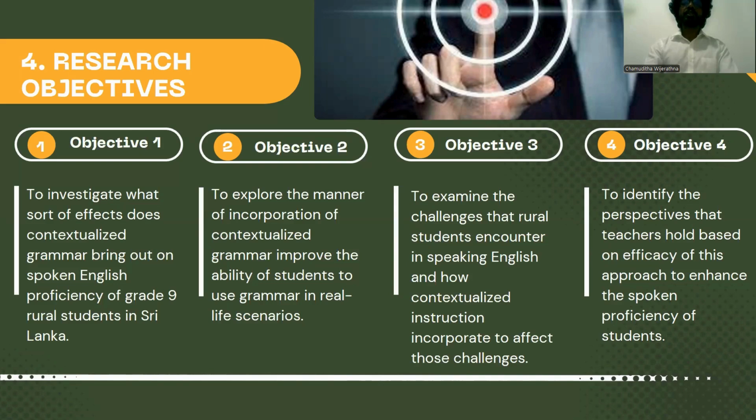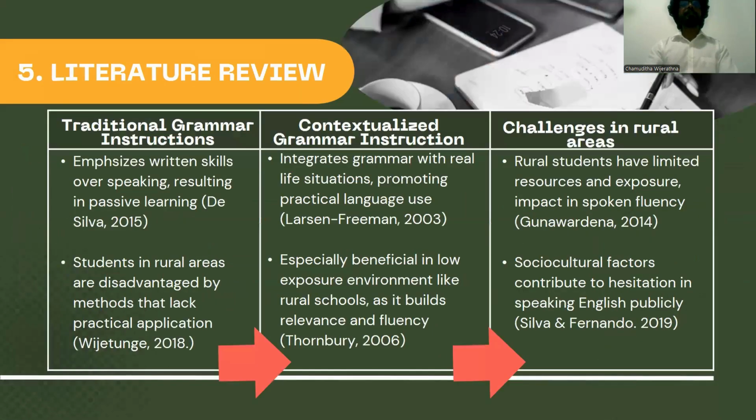So the third one is to examine the challenges rural students face and how this approach mitigates those barriers. So this involves addressing systematic inequalities in exposure and resources. So the fourth one is to identify teachers' perspectives on the effectiveness of contextualized grammar instruction. So the teachers' experience will provide practical insights for scaling this approach, right? So moving on to the next slide. So this is the literature review.